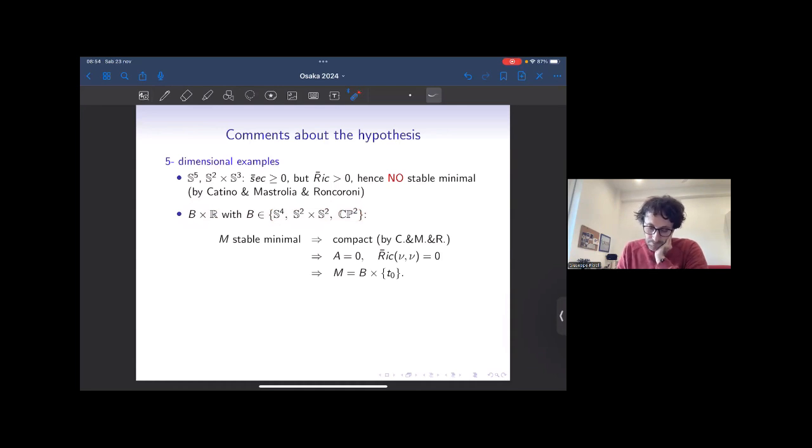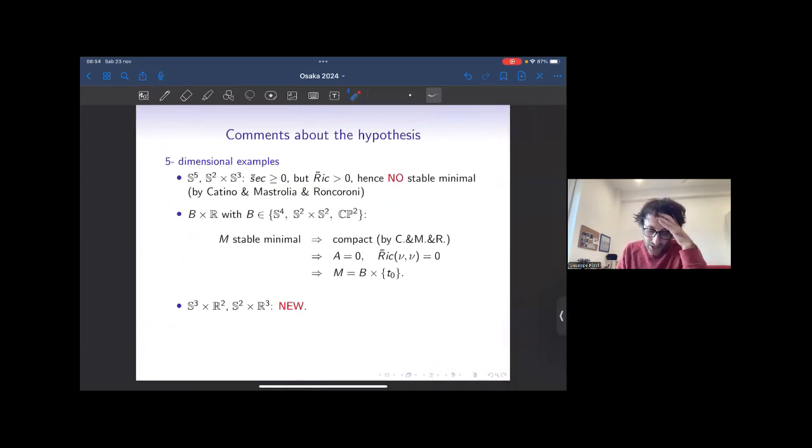Then, by the curvature hypothesis of this space, again the result by the same Italian authors, Catino, Mastrolia, and Roncoroni, says that stable minimal hypersurfaces in those ambient spaces are compact. And then using compactness, as we did at the beginning, we have a very precise picture of stable minimal hypersurfaces in spaces like this. They are totally geodesic, with Ricci on the normal equal to 0. So for sure they are the base times a slice at a constant.